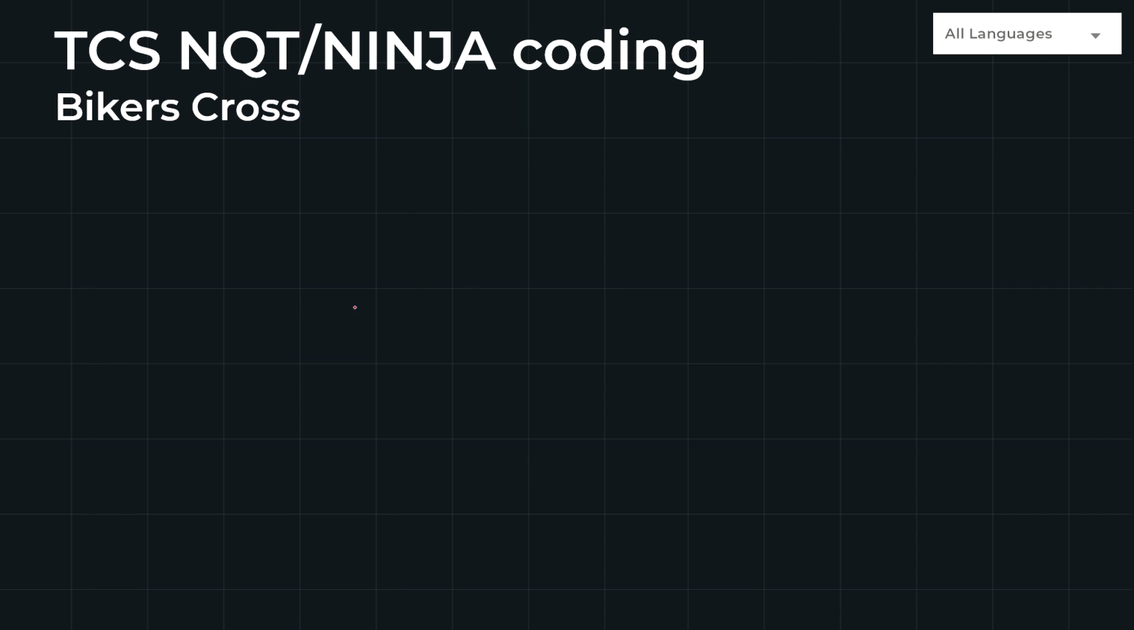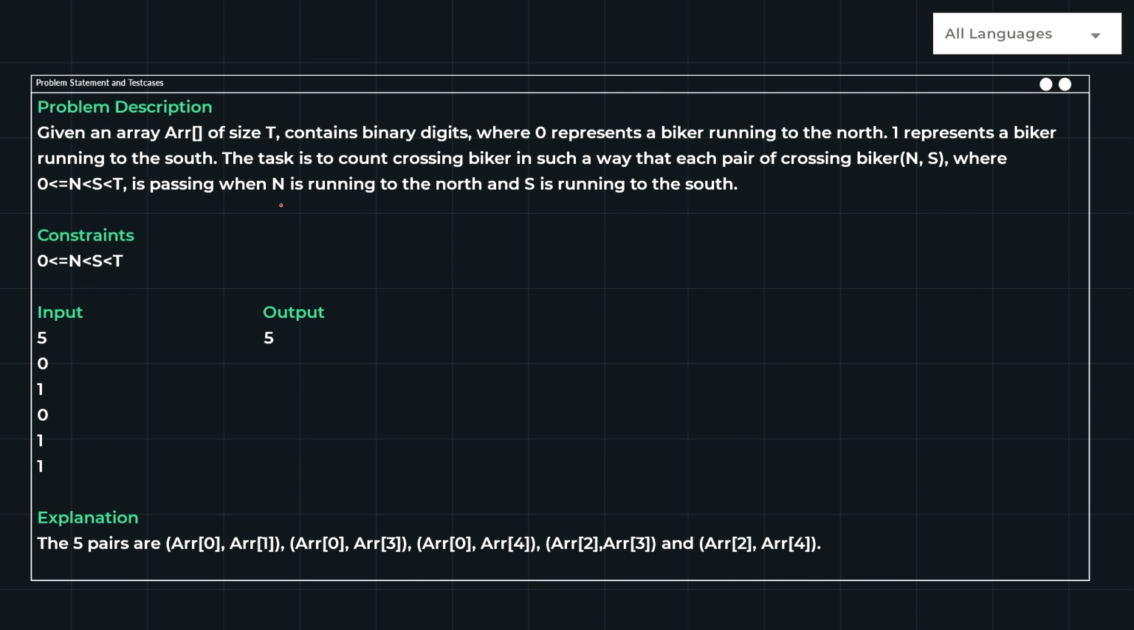The next problem we are going to discuss is called bikers cross. Actually the problem statement says something about bikers and how they cross, so that's why I have named it biker cross. Now here is one thing you have to know.